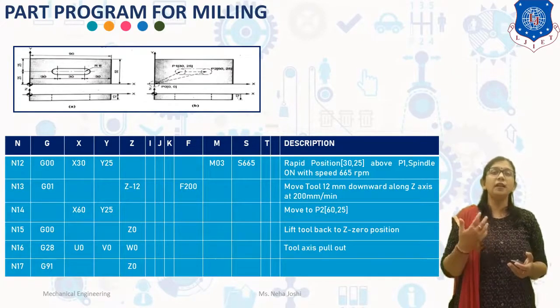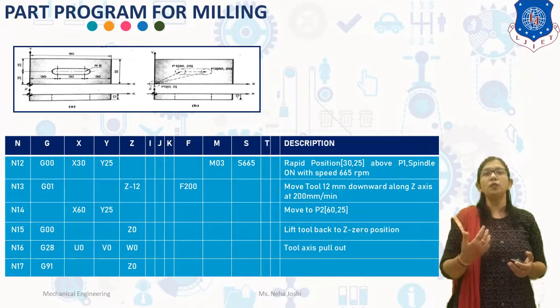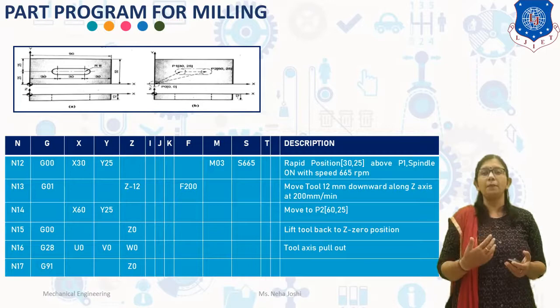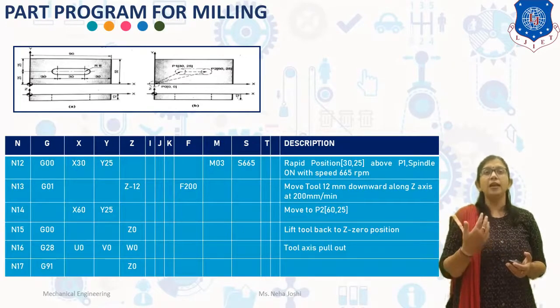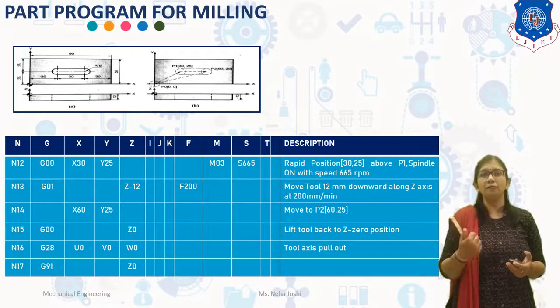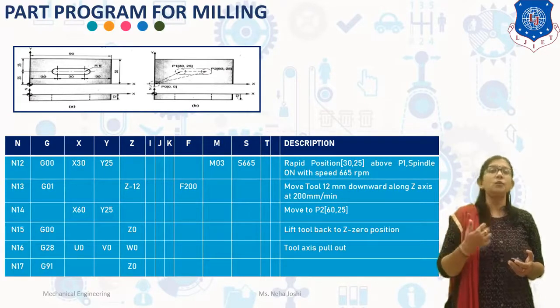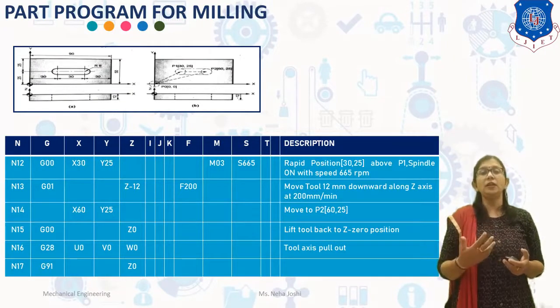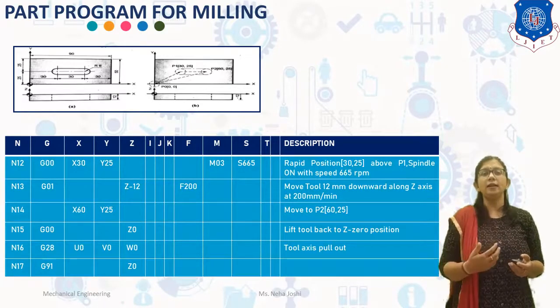After that, the next sequence is N13 and G01 is used for moving the tool 12 mm downward with a feed rate of 200 mm per minute. The next sequence is N14, which indicates moving to the next point, which is 60, 25. The next sequence is N15 and G00 is used for lifting the tool back to the Z0 position. After that, N16 and G28 is used for pulling out the tool axis. Then the next sequence is N17 and sets the tool to Z0.